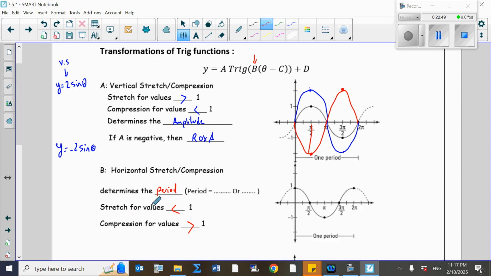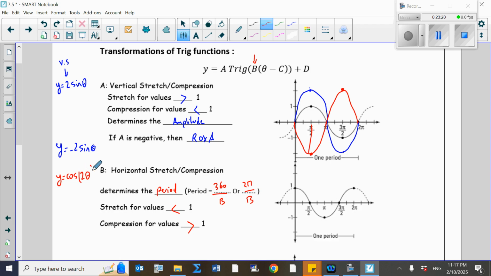So how does the period change? We know that the parent sine or cosine function has a period of 360 or 2 pi. But the new period will be this value divided by b, the number that is multiplied here. So let's give you an example. y equals cosine of 2 times theta.